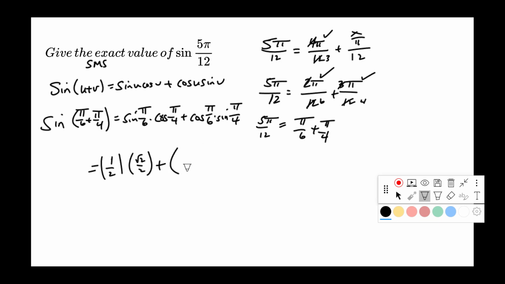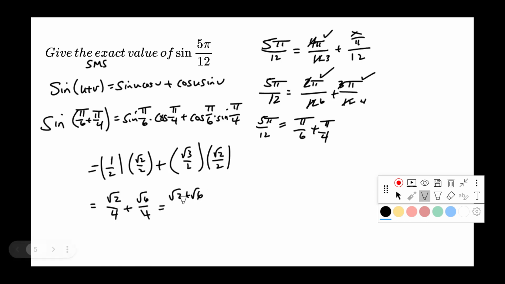Okay, so cosine pi over 6 is root 3 over 2. And sine pi over 4 is root 2 over 2. So that gives me root 2 over 4 plus root 6 over 4. Feels like this is the only answer you get. Root 2 plus root 6 over 4. That is the answer for sine of 5 pi over 12.